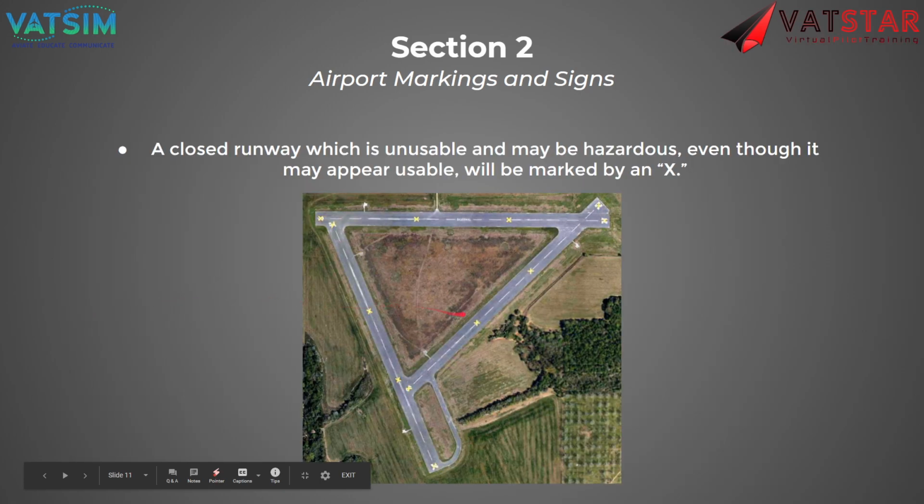All right. This is a big one. If you see yellow X's on the runway, it means the runway's closed. So even if it appears usable, don't land on that runway. If you're in an emergency, obviously different story. You can land on anything. But in general, if you're perfectly fine, don't land on a runway with yellow X's on it.